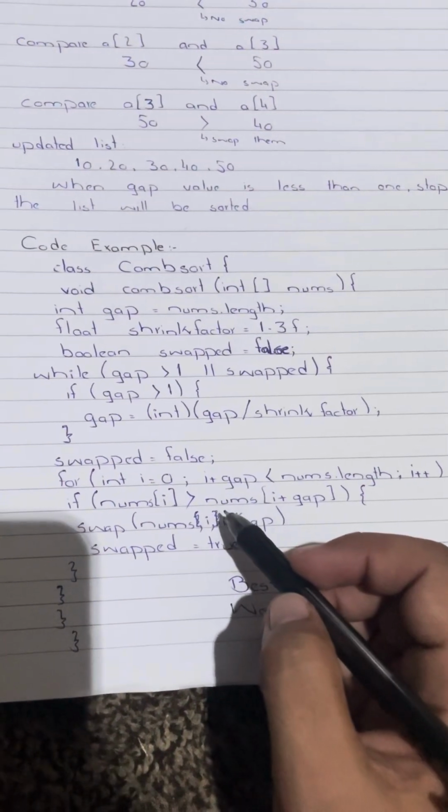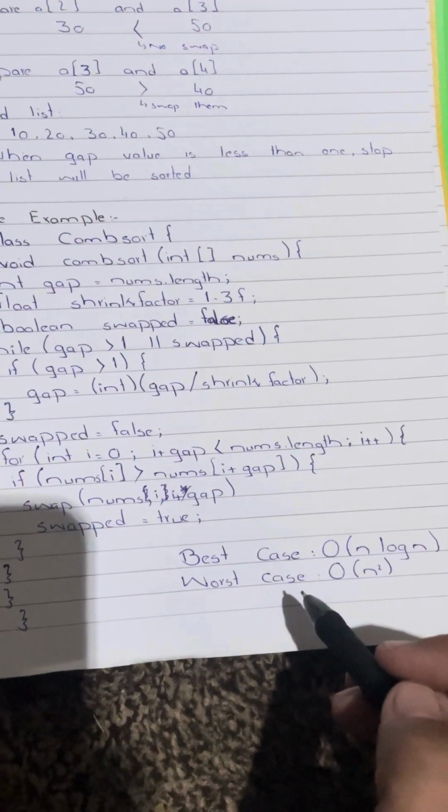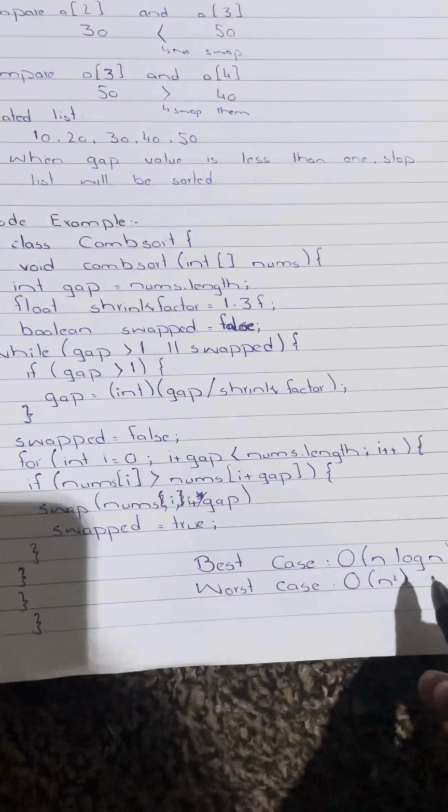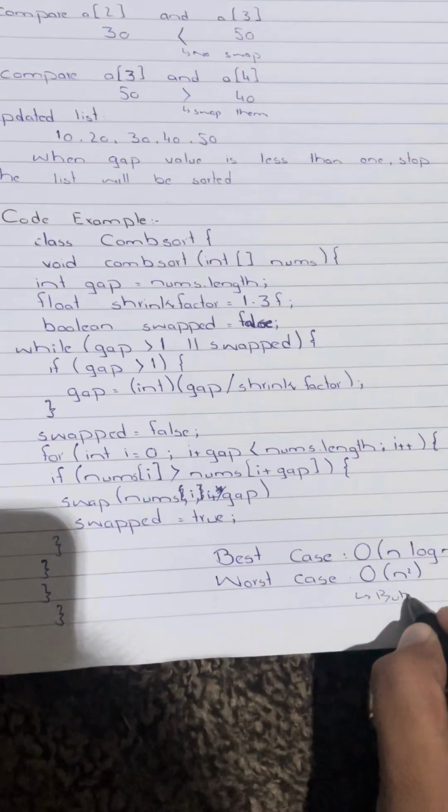In the best case, we will have big O of n log n, and in the worst case we will have big O of n square, which is same as the bubble sort.